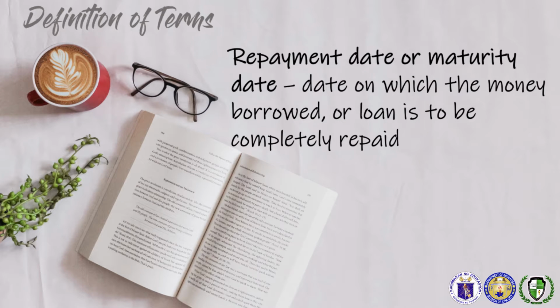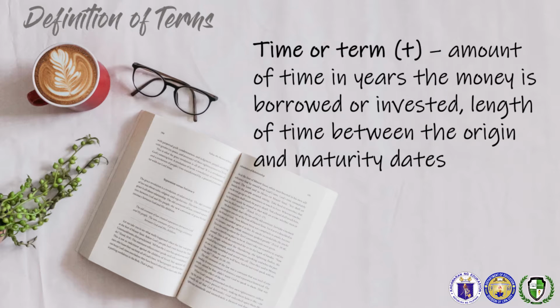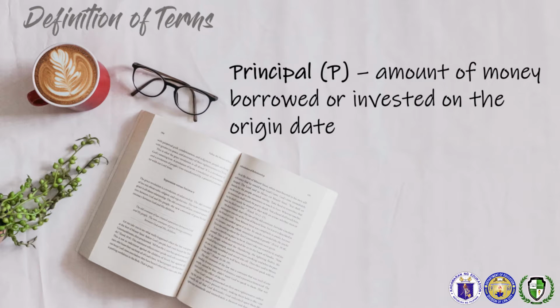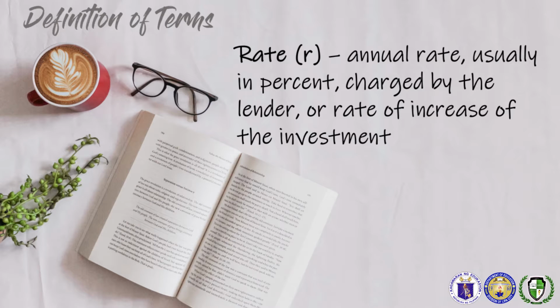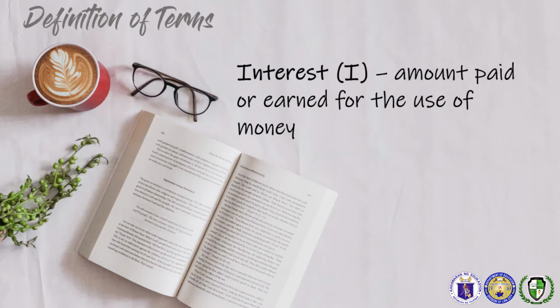Repayment date or maturity date. Date on which the money borrowed or loan is to be completely repaid. Time or term. Amount of time in years the money is borrowed or invested. Length of time between the origin and maturity dates. Principal. Amount of money borrowed or invested on the origin date. Rate. Annual rate, usually in percent, charged by the lender or rate of increase of the investment. Interest. Amount paid or earned for the use of money.